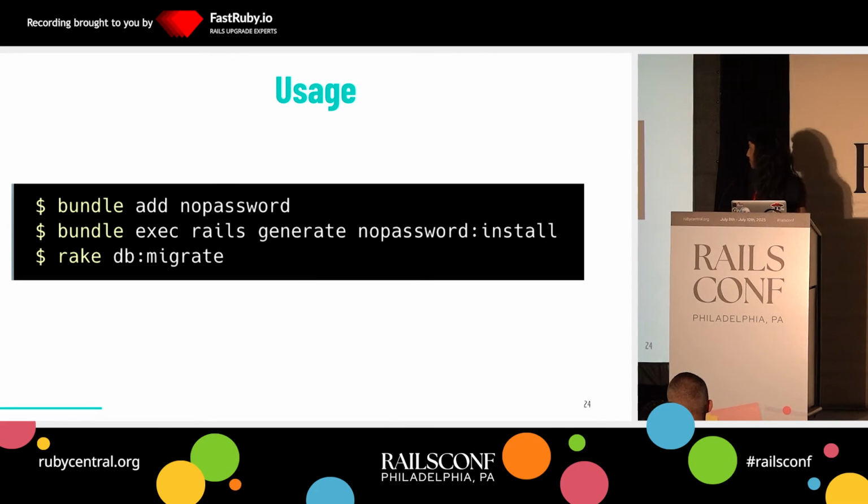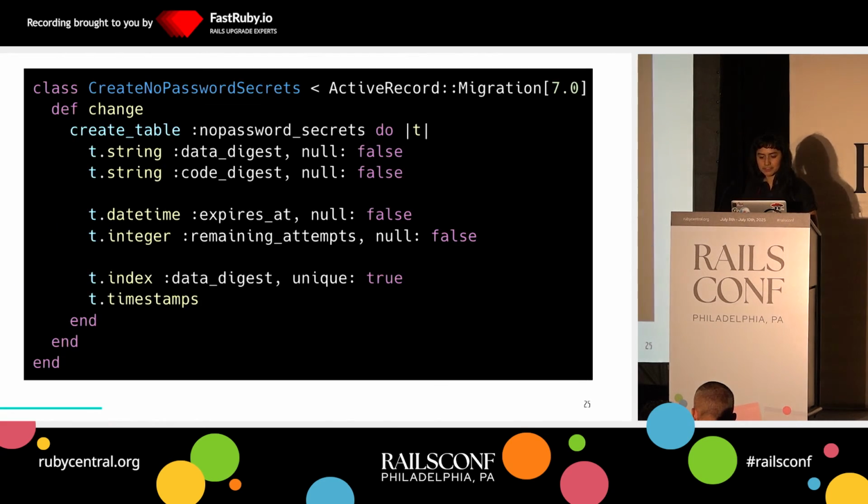So usage, 3 simple steps. You add it to your gem file, you run that generator, it will create a migration that I will show you, and then you run the migration and you're good to go. It's a very simple setup. You can, of course, customize it as you want.